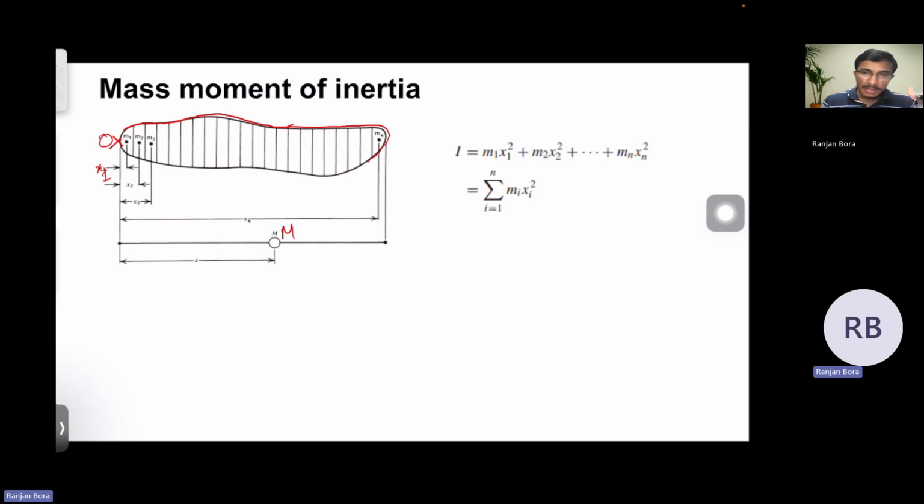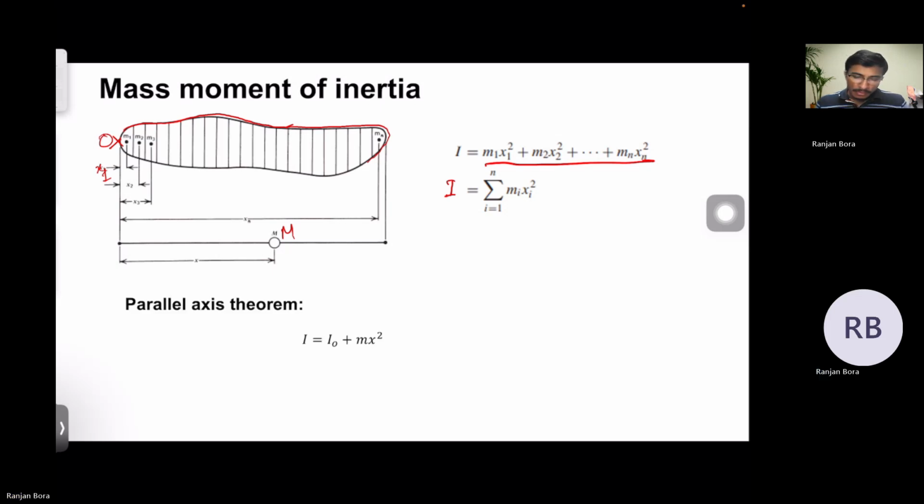So after finding all the distances from the axis of rotation, we can use this formula to find the moment of inertia of this object. So m1 x1 squared plus m2 x2 squared plus dot dot dot plus mn xn squared. So I equals the summation of i equals 1 to n of mi xi squared. This definition is the moment of inertia of an object.